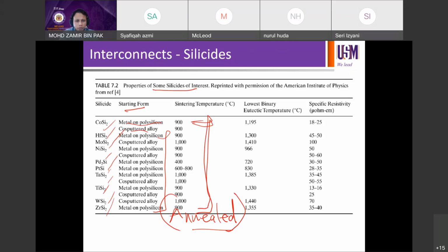This is in order to ensure good sheet resistance, or reduce sheet resistance, between the metal and the semiconductor. That's why we call it cobalt disilicide, hafnium silicide, molybdenum silicide, as a result of the interaction between the metals and the silicon. This one is the phase diagram. You can cross-check the phase diagram for eutectic temperature. Specific resistivity is in micro ohm cm as well.